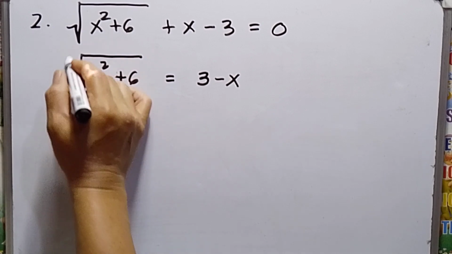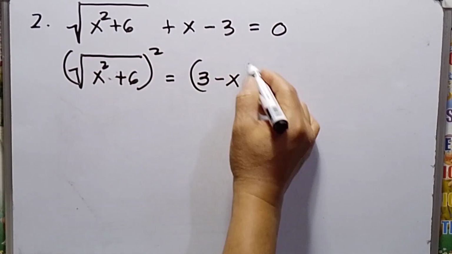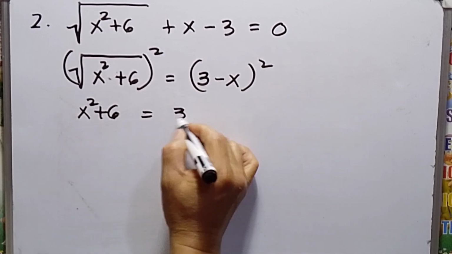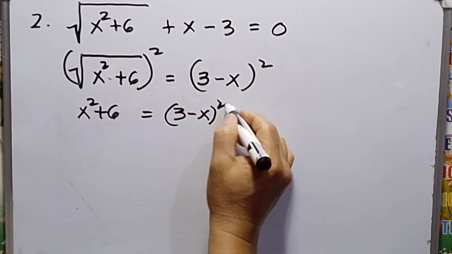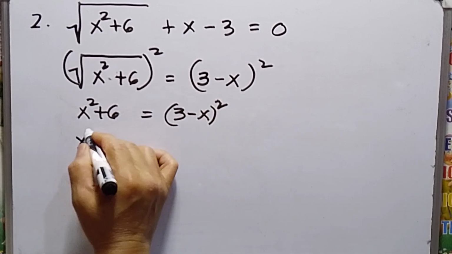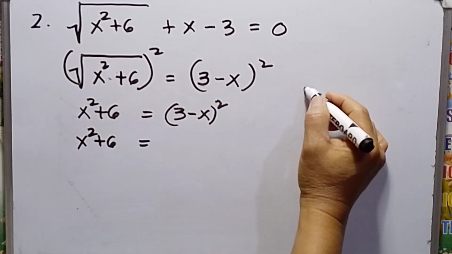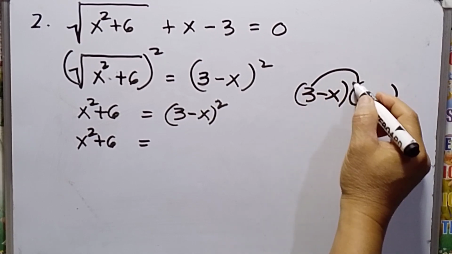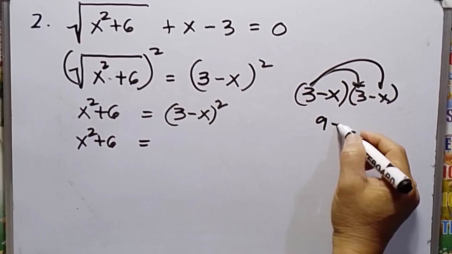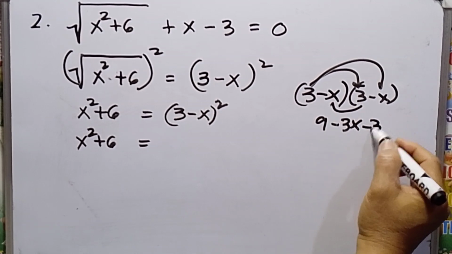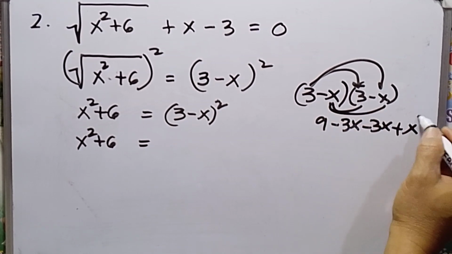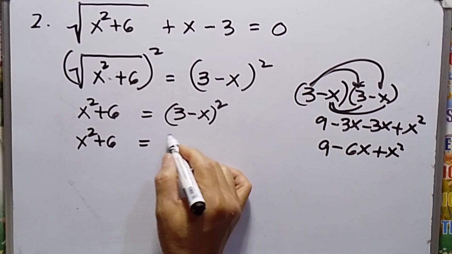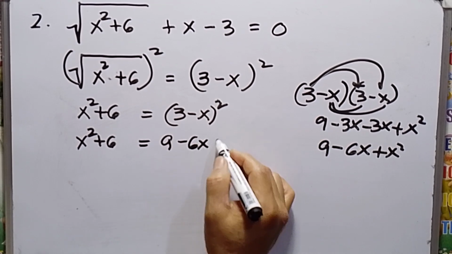Then apply square to both sides. So this will be x squared plus 6 is equal to (3 minus x) squared. So this will be x squared plus 6, then (3 minus x)(3 minus x). So this will be 9, then minus 3x, minus 3x, then plus x squared. So this will be 9 minus 6x plus x squared.